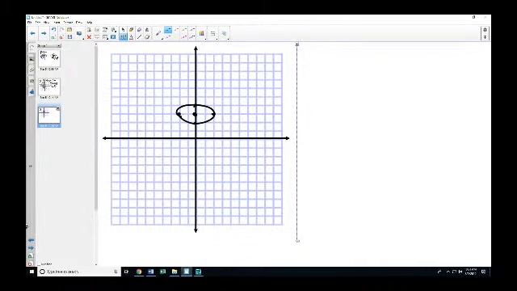What's the equation of that ellipse? Do you know where to start? Yeah. Okay, good start. Center. Go ahead. I'm not going to spoon feed you this one.